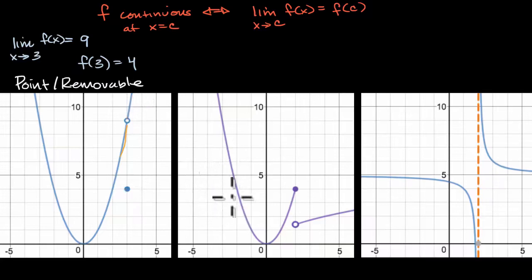But this particular type of discontinuity, where I'm making a jump from one point and then I'm making a jump down here to continue, is intuitively called a jump discontinuity.